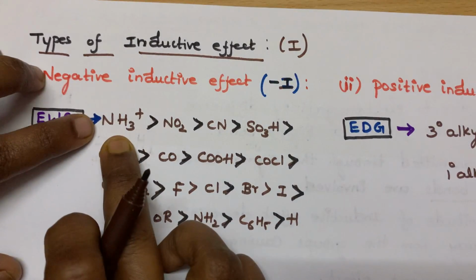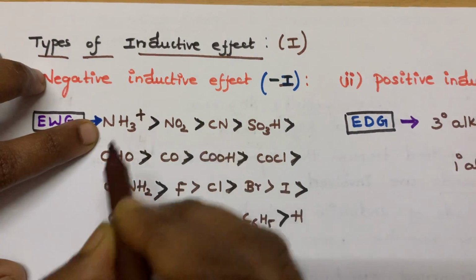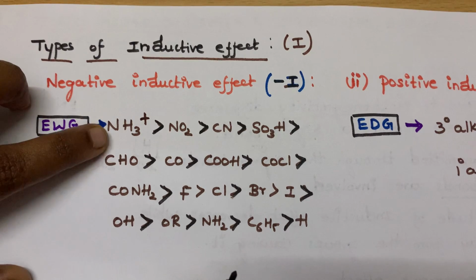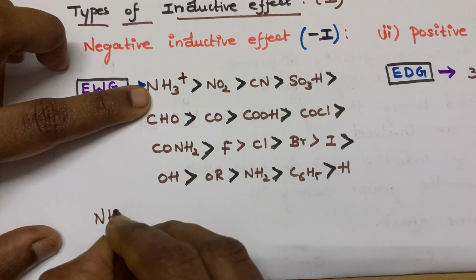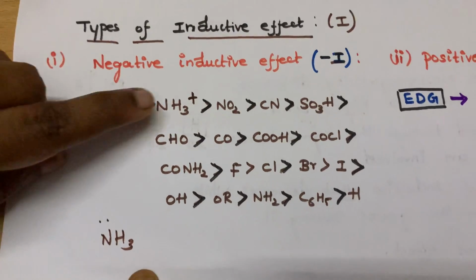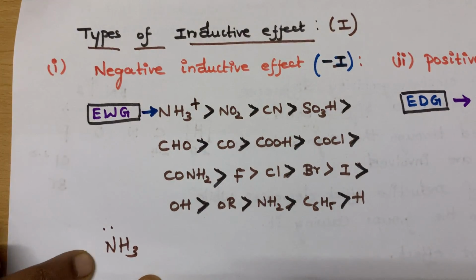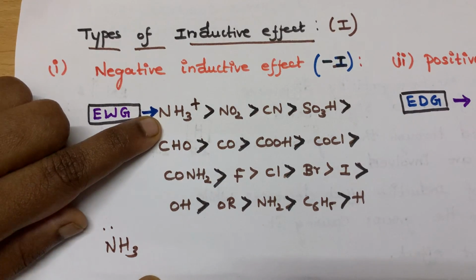So this is ammonia, and this is a quaternary ammonium. What is the difference? It has lost its lone pair. No lone pair is there. Usually ammonia will be like this, no? So in ammonium plus, it has lost its lone pair, so it is highly electronegative.